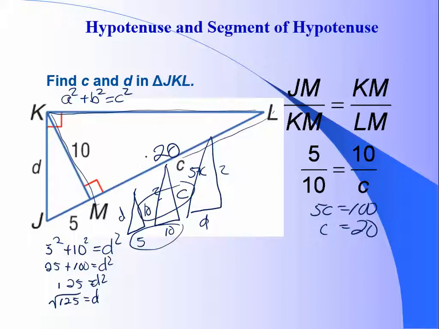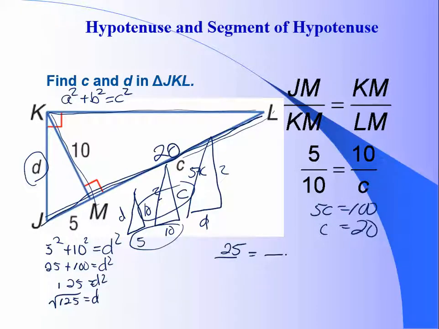Now that I know C, I can find D using my geometric mean, the rule that we just learned. Because D is going to be the geometric mean between this whole thing. What is this whole thing now? If this part's 5 and this part's 20, the whole thing is 25. Right?